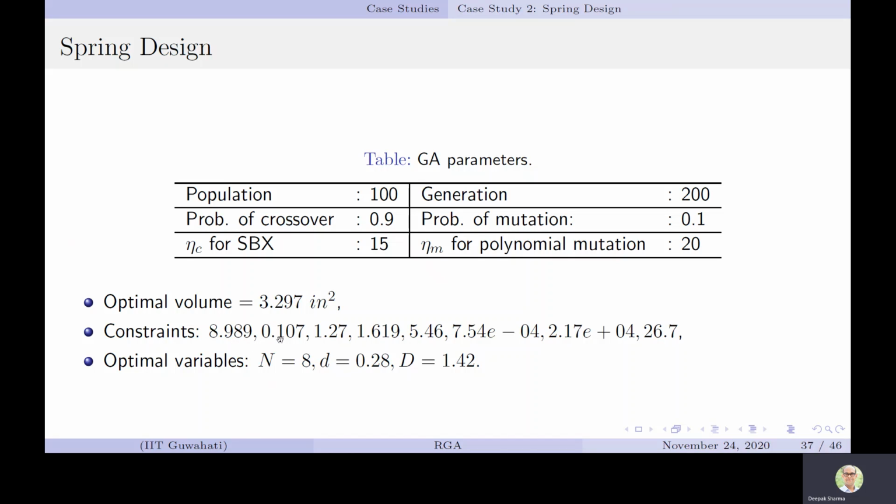Look at the constraint value. Now constraint 2 is quite close to 0. Similarly, 1, 2, 3, 4, 5, 6. The sixth constraint is the active constraint in the given problem. What is the optimal solution? N is 8, D is 0.28, and diameter capital D is 1.42.